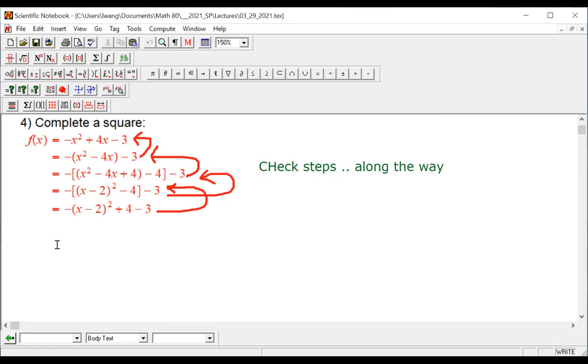So now we're done, okay? One more step. So we have -(x - 2) squared + 4 - 3, then this turned into +1. Okay, so let's look at the graph.